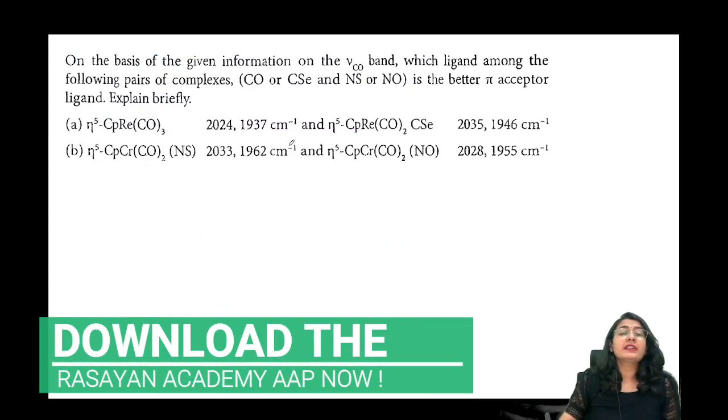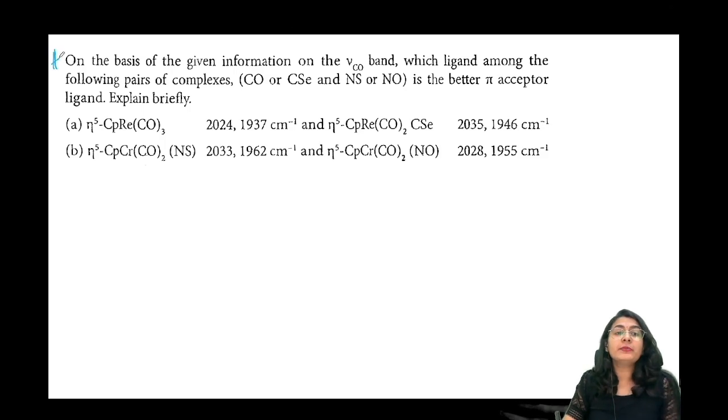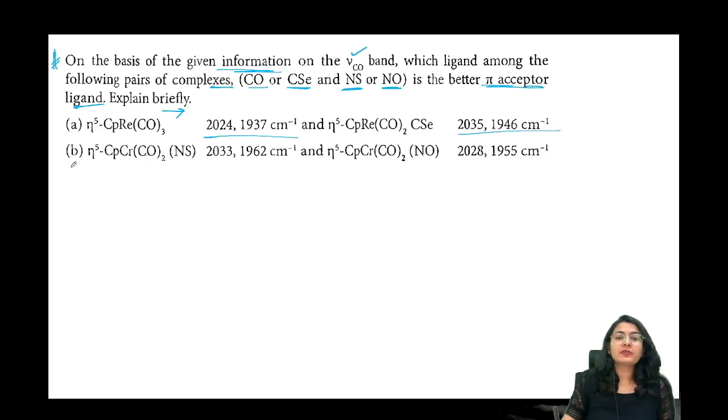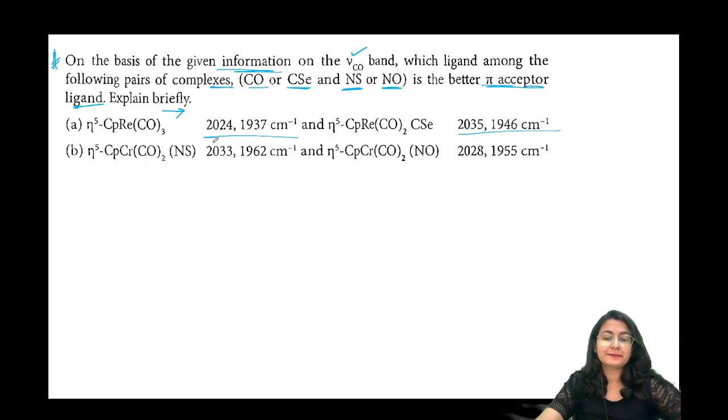Now look at this. Some questions we are going to try out. On the basis of the given information on the carbonyl band, which ligand among the following pair of complexes, carbonyl or selenocarbonyl, and this is a nitrosyl and this is a sulfur thionitrosyl, is a better pi acceptor ligand? Explain briefly. This is a question from the BD Gupta exercise. It's very nice. It is just asking you that based on the given data, which is a better pi acceptor in the first one and in the second one. Alright, just try to understand the question and I'll answer.